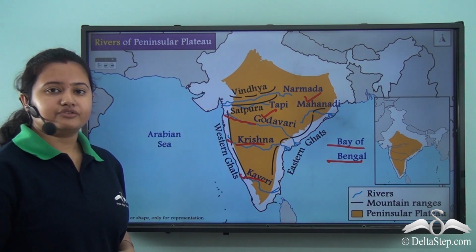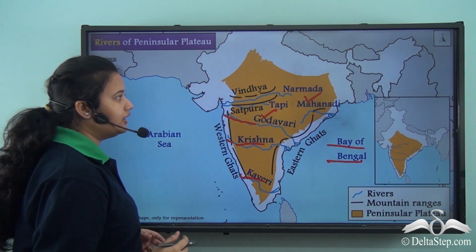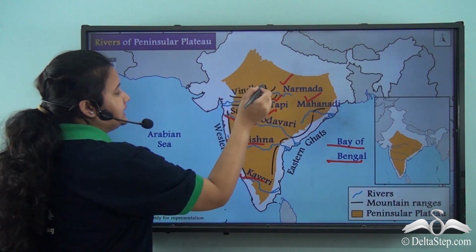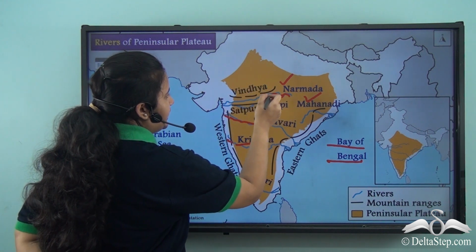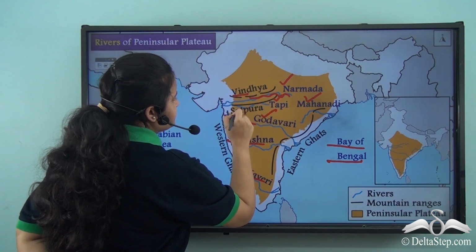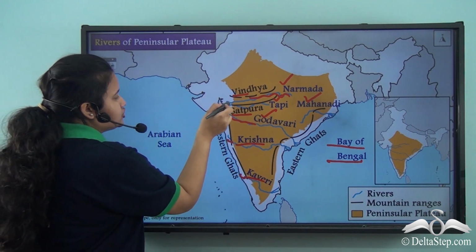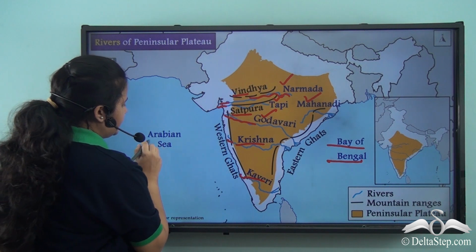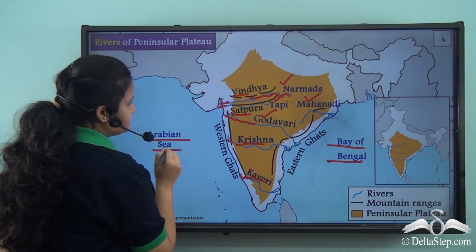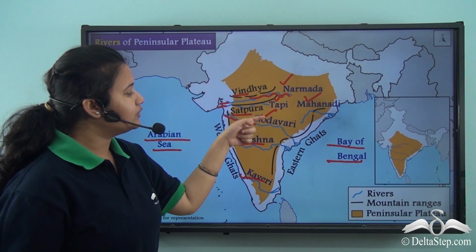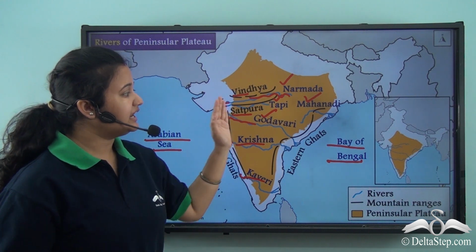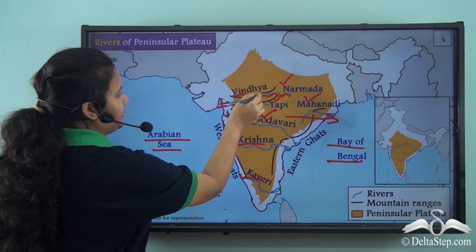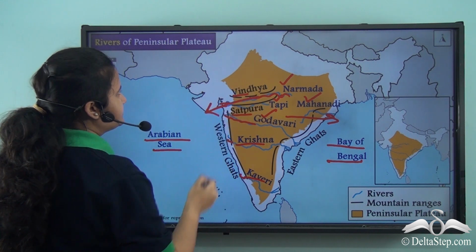Other important rivers of Peninsular Plateau are Narmada and Tapi. Well, they flow through the rocky areas of Vindhya and Satpura range, and eventually they flow to the west and enter into Arabian Sea. So, Mahanadi, Godavari, Krishna and Kaveri are east flowing rivers, whereas Narmada and Tapi are west flowing rivers.